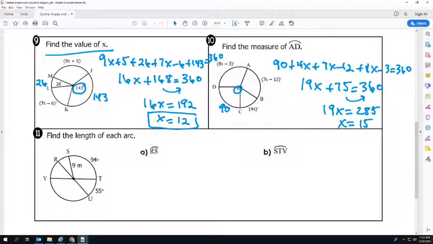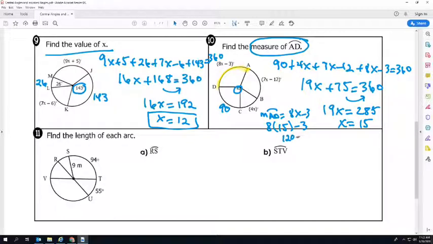All right, I have not answered the question. My question's asking me to find the measure of arc AD. Arc AD is right here. So I have to plug in that 15 to figure that out. So the measure of arc AD equals 8x minus 3. So I'm going to plug in 8 times 15 minus 3.